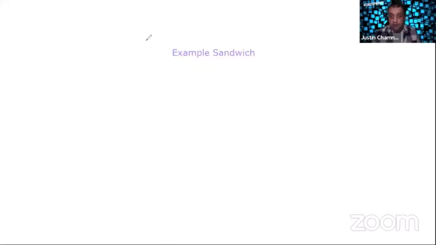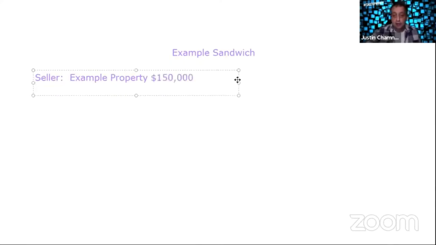Well, let's build an example together here, and let's start with a homeowner. You got to have a homeowner, a motivated seller, okay? And he has an example property of, let's say it's worth $150,000. If you guys have questions or anything, please interrupt me. Please feel free to ask or add.